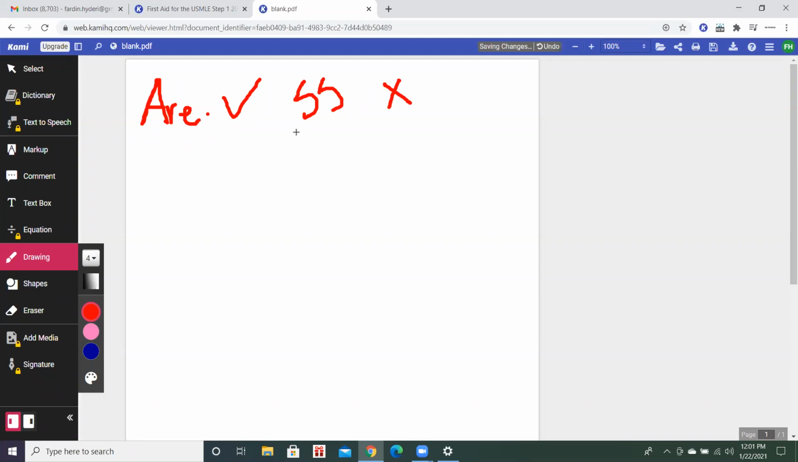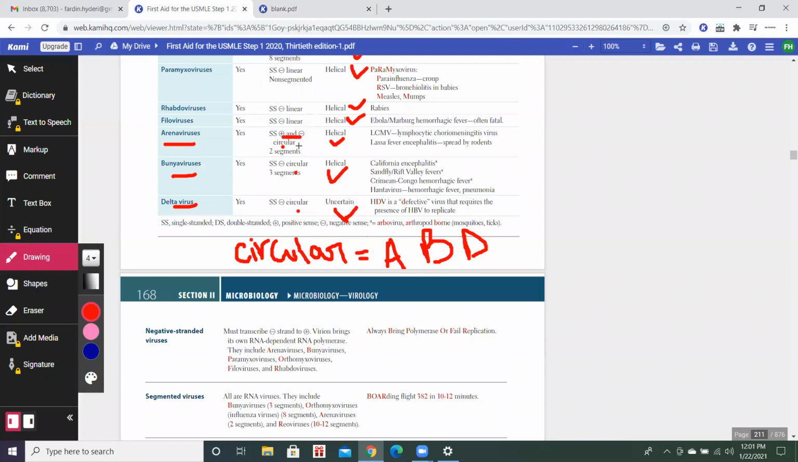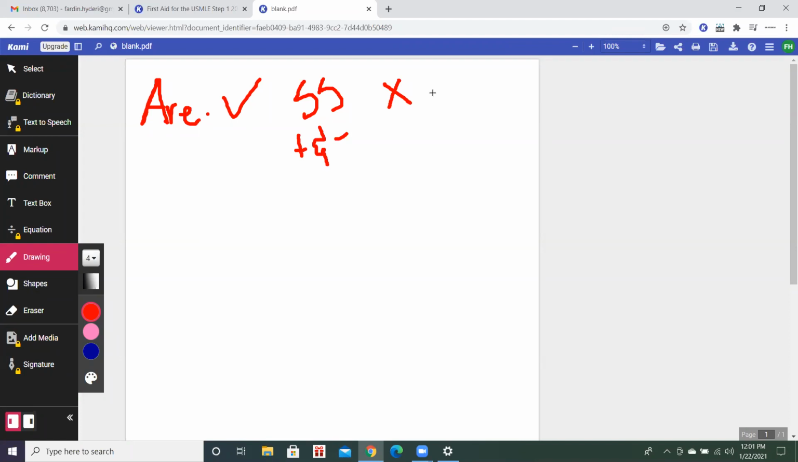Is it a positive strand or is it a negative strand? Fast answers, please. Well, basically, according to First Aid, this arenavirus has both positive and negative. So positive and negative. Arenavirus is responsible for causing Lassa fever, encephalitis and lymphocytic choriomeningitis. That's what's over here.